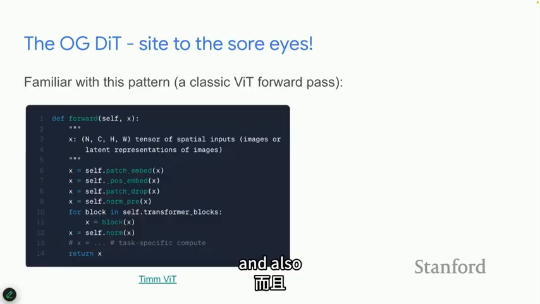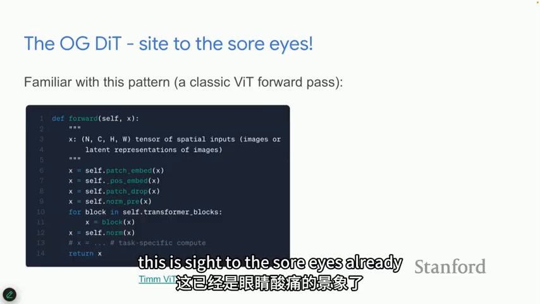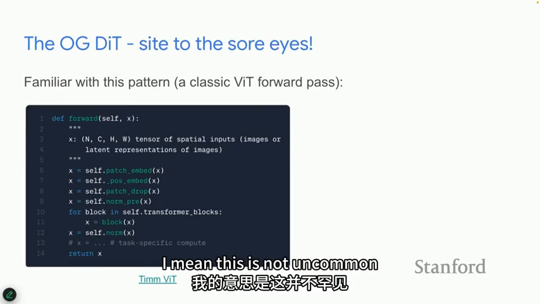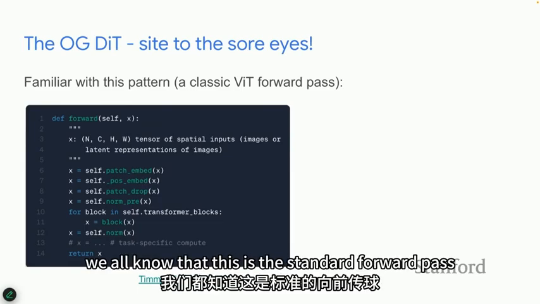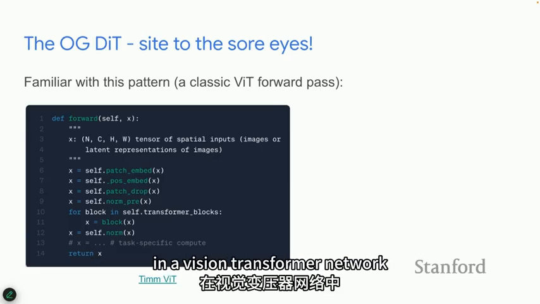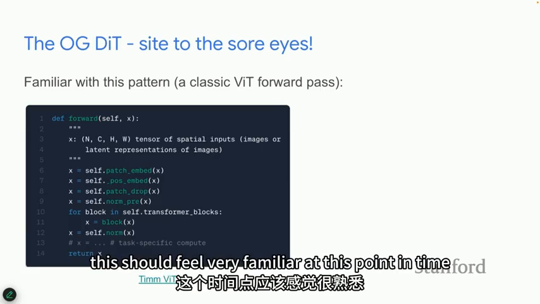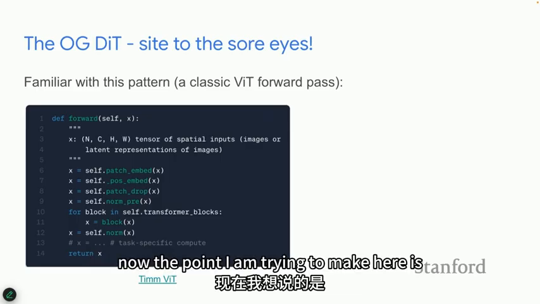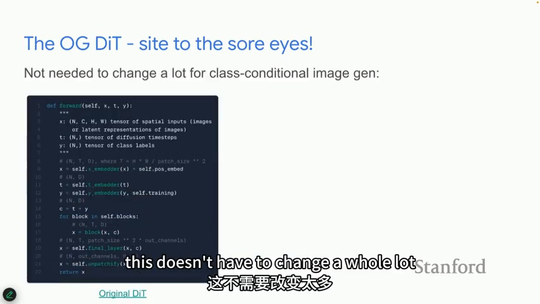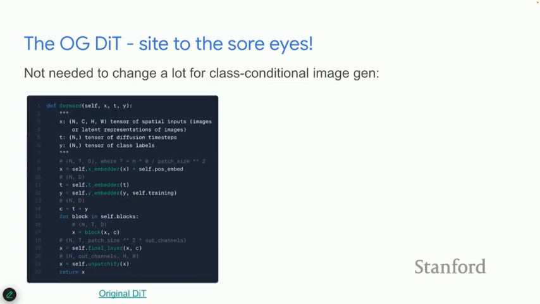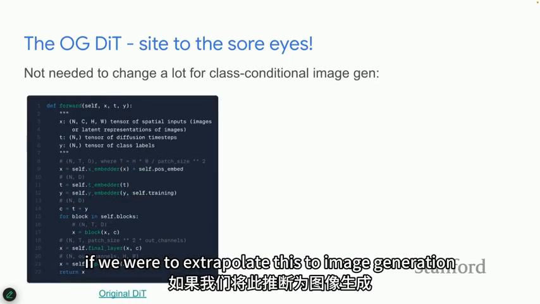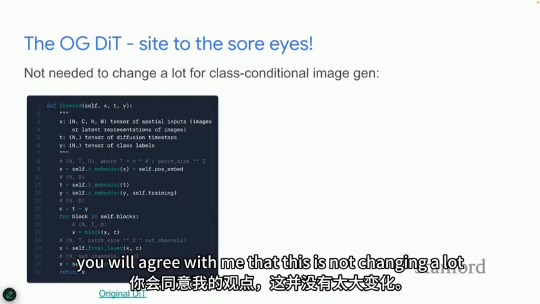And also, this is a sight for sore eyes already. I mean, this is not uncommon. We all know that this is the standard forward pass in a vision transformer network. This should feel very familiar at this point in time. Now, the point I am trying to make here is this doesn't have to change a whole lot if we were to extrapolate this to image generation. And I think you will agree with me that this is not changing a lot.